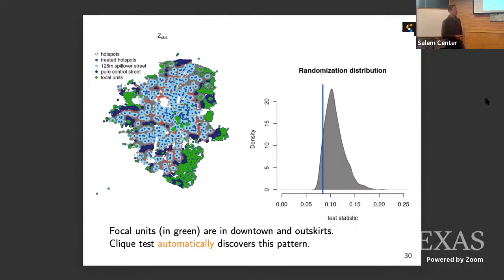Okay, so not too surprising. We have increased police patrols in a given neighborhood. That's actually going to decrease crime in the streets that are surrounding that neighborhood.